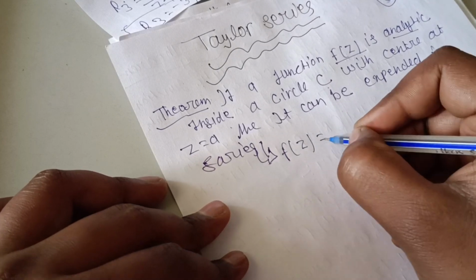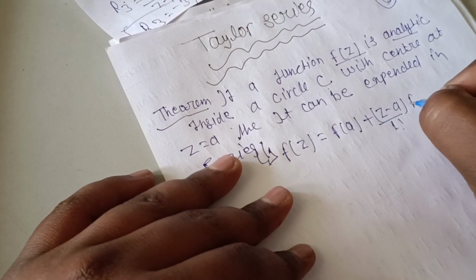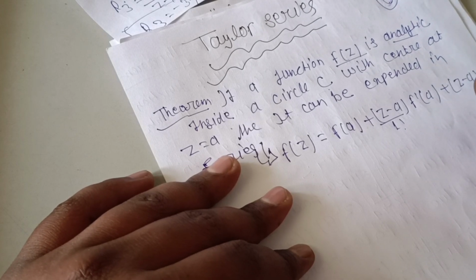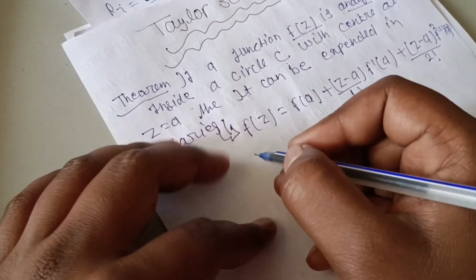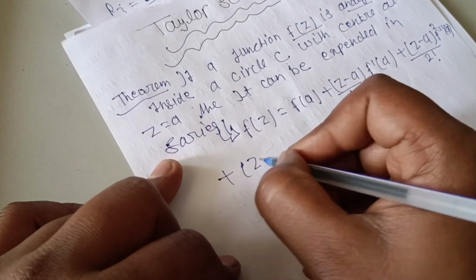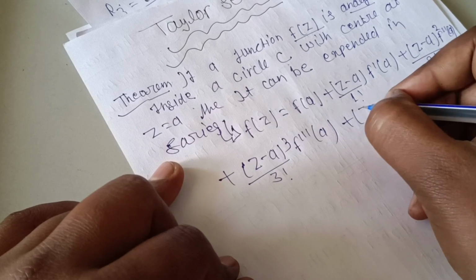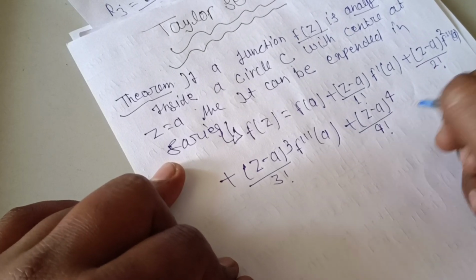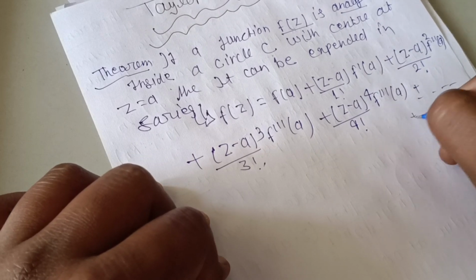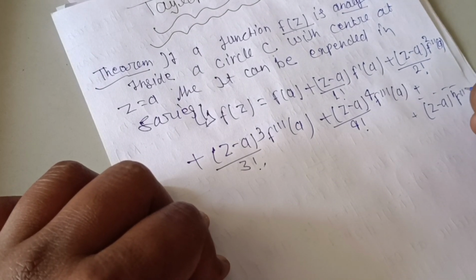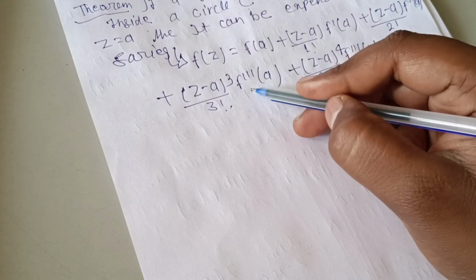f of z is equal to f of a plus z minus a upon 1 factorial, f dash a, plus z minus a square upon 2 factorial, f double dash a, same with z minus a cube upon 3 factorial, f triple dash a, plus z minus a power 4 upon 4 factorial, f 4 times dash a. Most of the times we just find triple derivative only, and it goes on, plus z minus a power n, f n dash a upon n factorial. Okay, so most of the time we just find triple dash only.